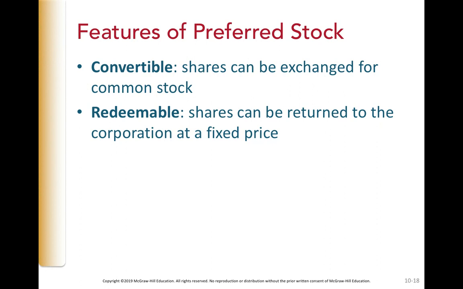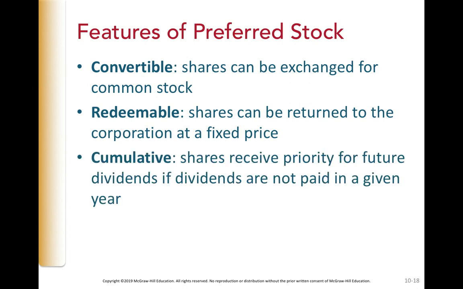Preferred stock could be redeemable. This means that shares can be returned to the corporation at a fixed price. They could be cumulative. Shares could receive priority for future dividends if dividends are not paid in a given year.